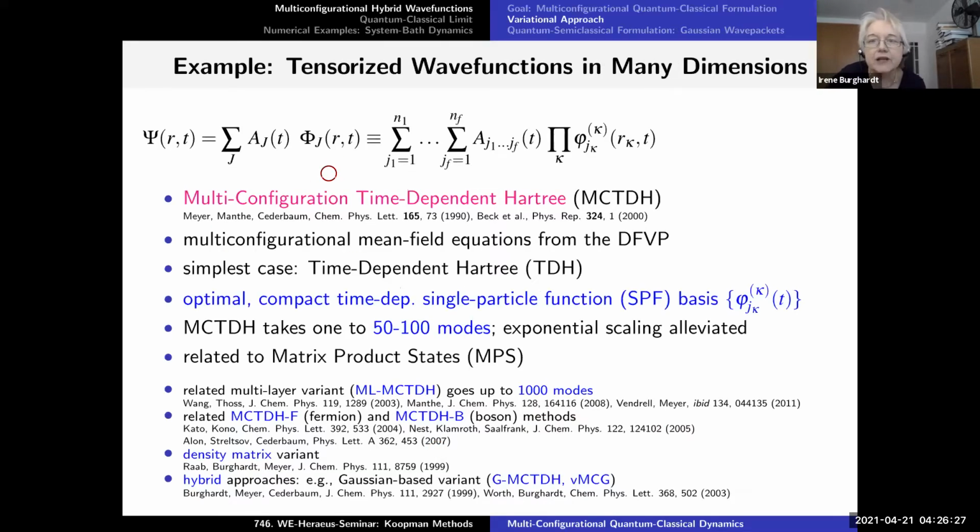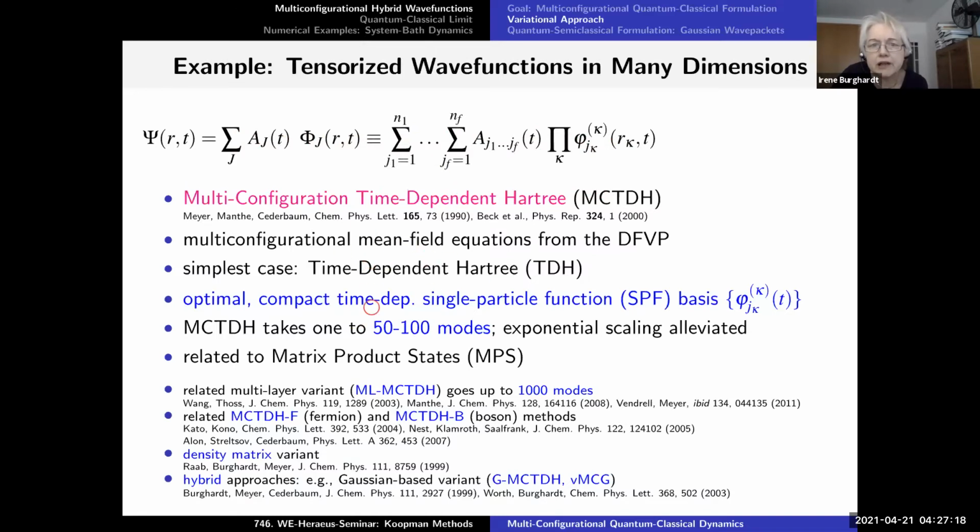Now, for the second example that we're going to use, a different type of ansatz for the wave function, which is suitable for many-body systems. We're going to take tensorized wave functions in many dimensions, and in particular we are interested in multi-configurational wave functions. There are these complex-valued time-dependent coefficients here, and then there are these configurations phi, which are product configurations. So if we have just a single configuration, this is a simple Hartree method, time-dependent Hartree. And if we have multiple configurations, we have the multi-configuration time-dependent Hartree method, MCTDH, which is actually used quite a lot for high-dimensional quantum dynamics in our community.